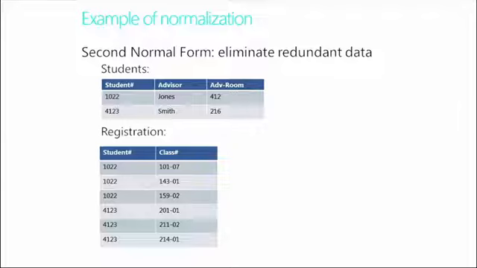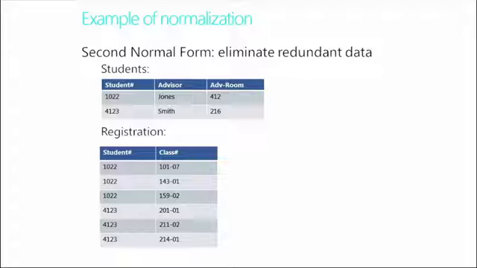So now we've taken that one table and created 2 tables. The table now is called students. For student 1022, their advisor is Jones, and that advisor can be found in room 412. Student 4123 has a different advisor, who can be found in room 216. So that's a separate table.